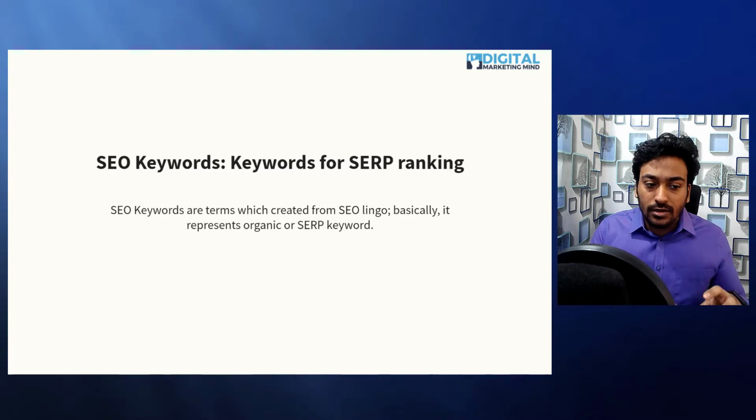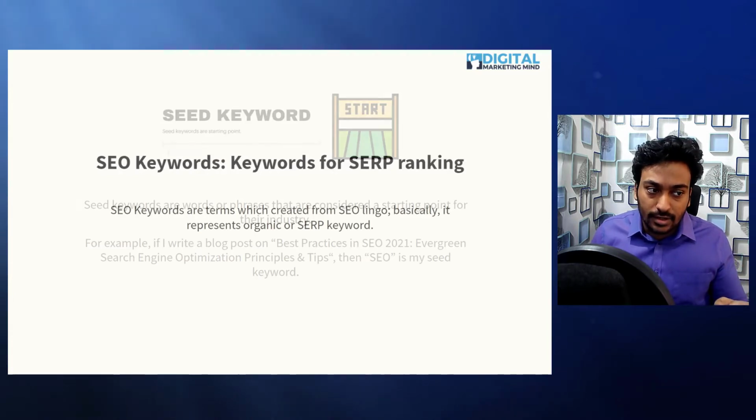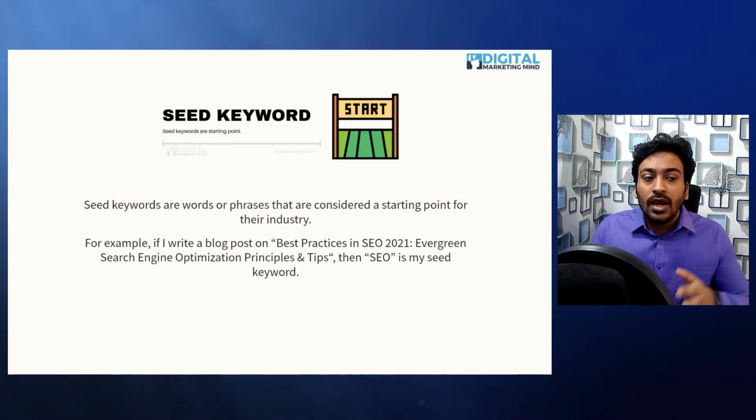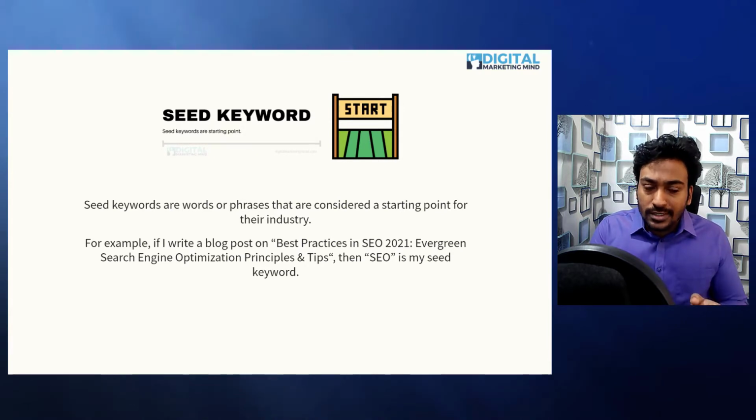SEO keywords are a term created from SEO lingo. Basically, it represents organic or SERP keywords. Now let me show you all the keywords which I put into this category. First, seed keyword. Seed keywords are words or phrases that are considered a starting point for their industry. For example, if I write a blog post on best practices in SEO 2021, evergreen search engine optimization principles and tips, then SEO is my seed keyword.